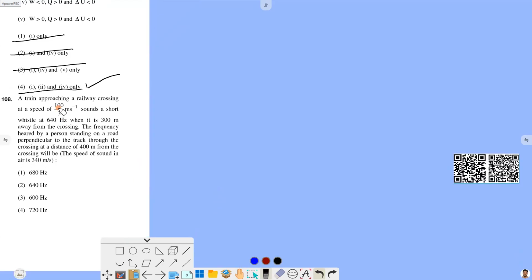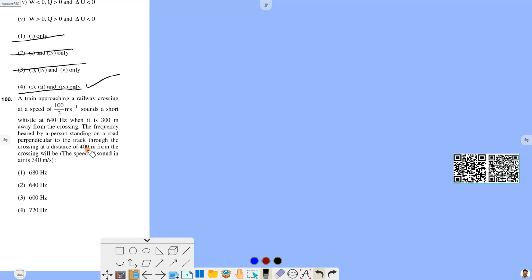108. A train approaching a railway crossing with a speed of 1000/3 meter per second sounds a short whistle of 640 hertz when it is 300 meter away from the crossing. The frequency heard by the person standing on the road perpendicular to the track through the crossing, at a distance of 400 meter from the crossing, will be?